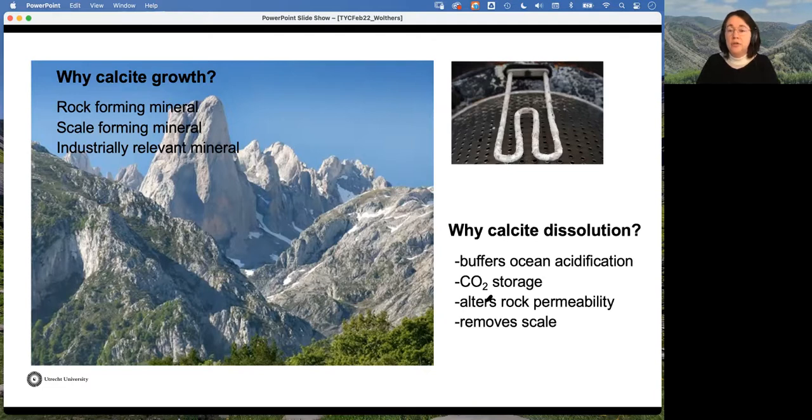And why look at calcite dissolution? Well, from an earth science perspective, it's essential because it's the main mechanism that buffers the ocean pH against ocean acidification. So the dissolution of calcite consumes the CO2 that's going into the ocean and keeps the pH decrease a little bit more gentle. It's an important mechanism for CO2 storage. The dissolution of the carbonate minerals alters rock permeability, which is essential for carbonaceous water-bearing rock layers or sediment layers, and oil and gas. And it's also a mechanism to remove scale.